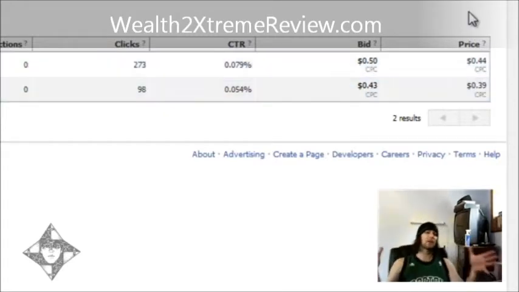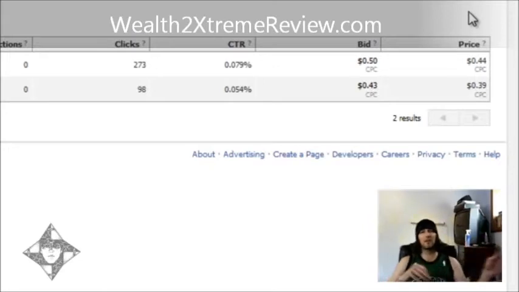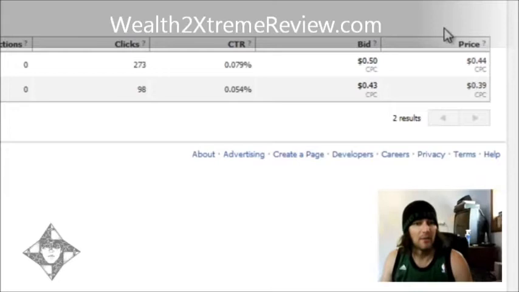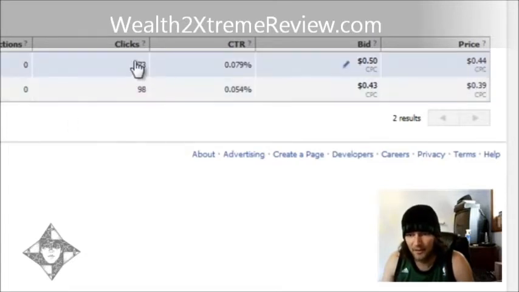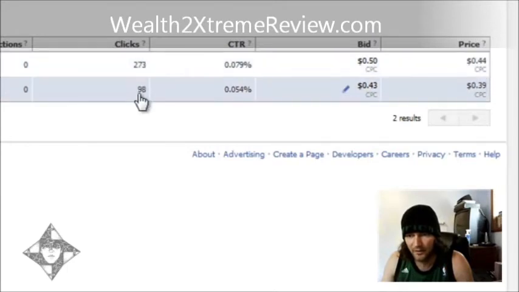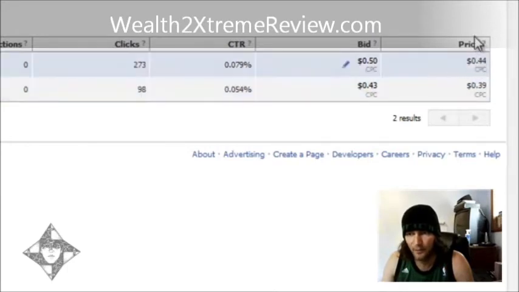Now it's a little bit different with the Wealth2Xtreme system because you're not paying per click, you're paying per impression. You can choose to pay by impressions in Facebook too, but I like to pay per click in that one, and bid on the clicks. So 44 cents a click. In this time frame, I spent $159, and I got about 300-something clicks, but it's at 44 cents a click.